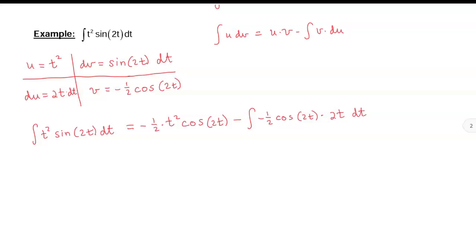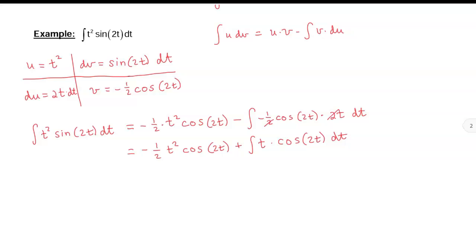The 1/2 times the 2 will be 1. And then I have minus the integral, and the integral is negative inside, so it will change to plus. So I'm going to copy this front part down, and then minus the integral of the negative, so it's going to be plus. 1/2 times 2 is 1, so I'll just have a t in front of the integrand, and then a cosine of 2t dt. So this 2 canceled with that 2.